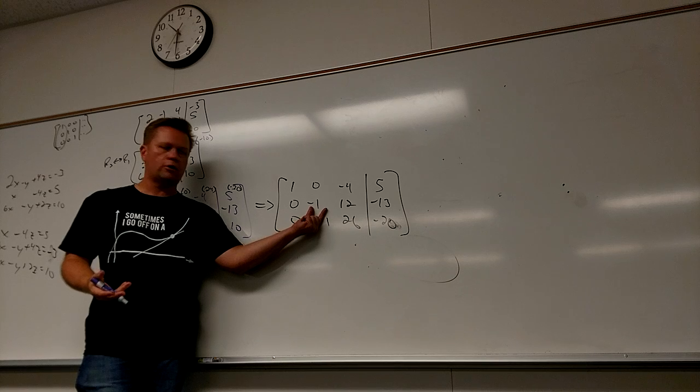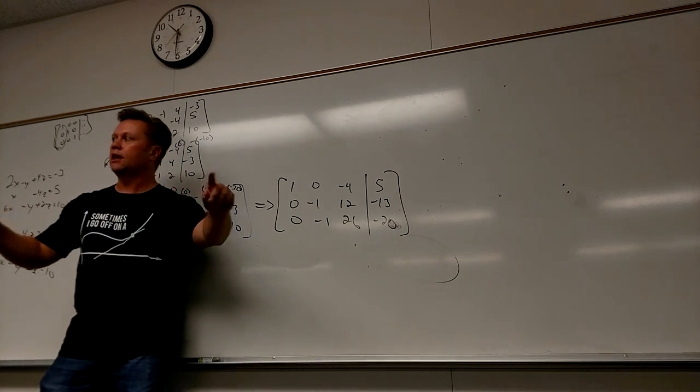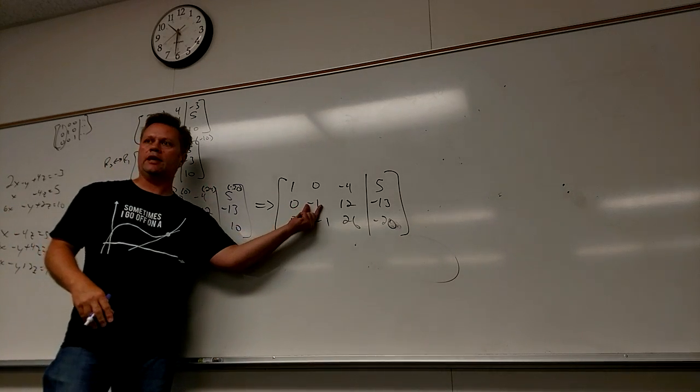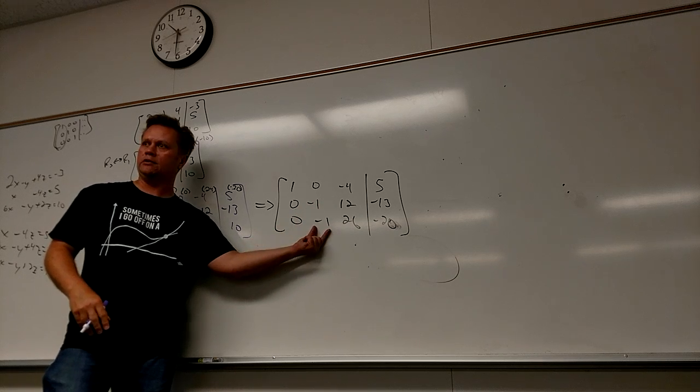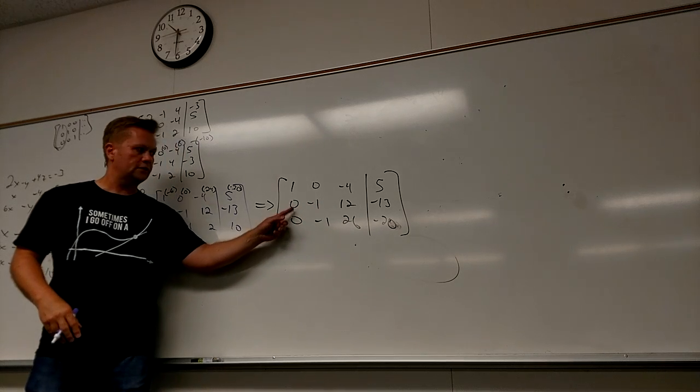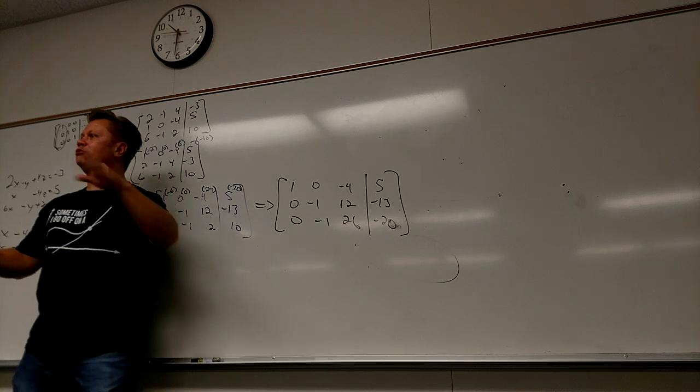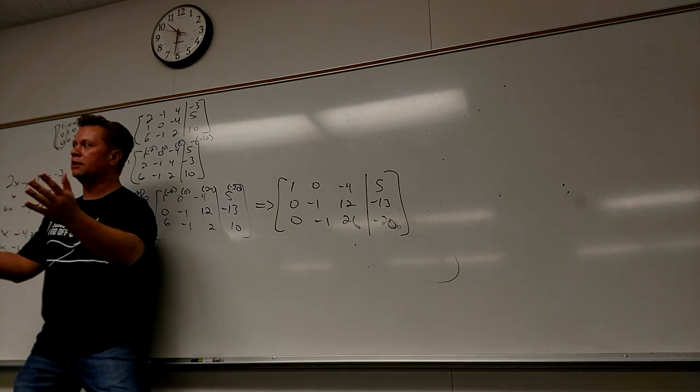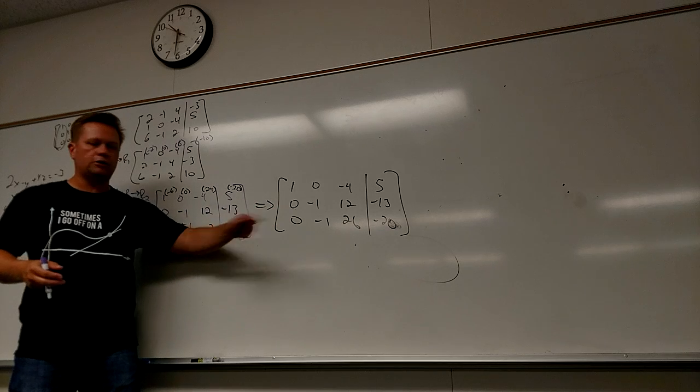What do I want to do with this row? I want to multiply it by what? Negative 1, so that I get a 1 here. And then can't I just add these two rows together to kill this dude? Yeah. Notice how those zeros won't screw with each other. Are you going to lose a 0 when you add those together? No, because 0 plus 0 is 0.